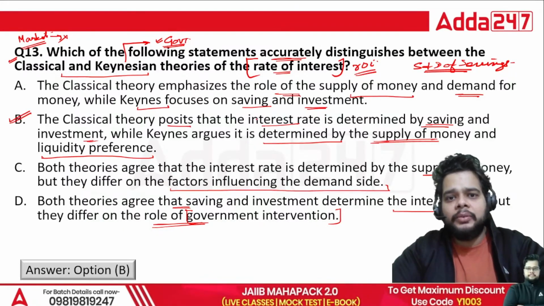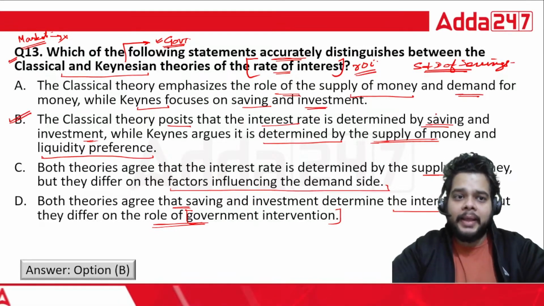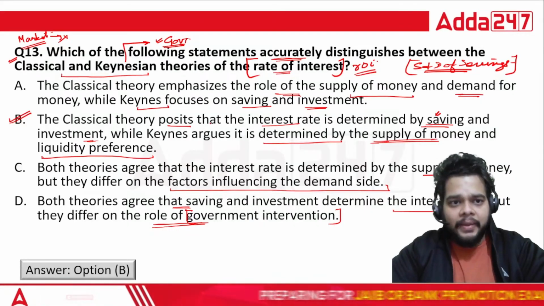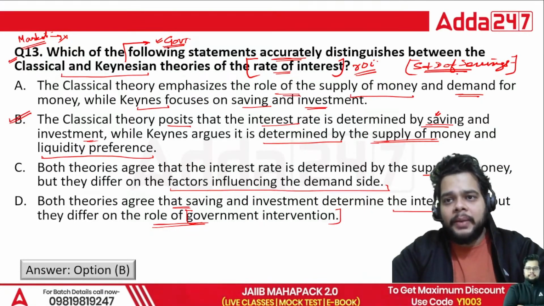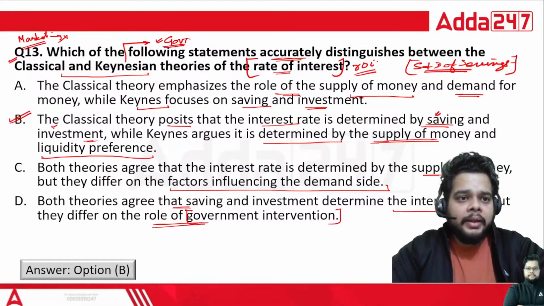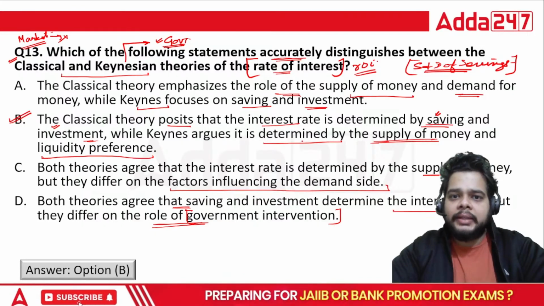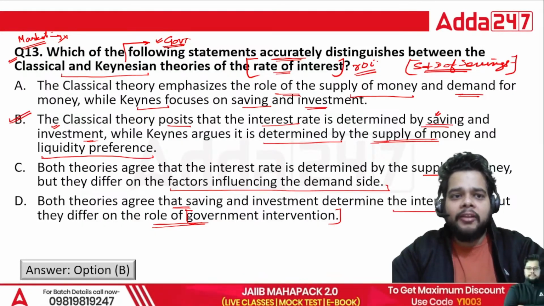The classical theory actually tells us that the interest rate is determined by the saving and investment, the supply and demand of saving, and that particular saving will be demanded by whom? By the business firms who need investment. While Keynes argues it is determined by the supply of money. Money supply ensures everything in the market.